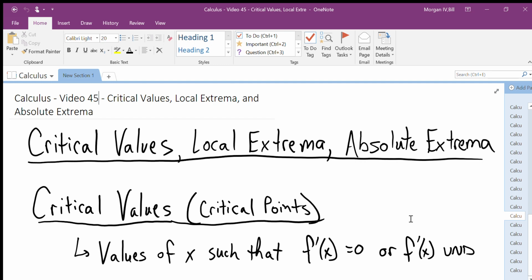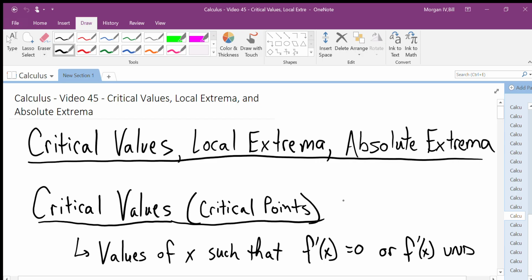We'll start with a definition here of critical values, or sometimes referred to as critical points. You may even see me abbreviate critical values or critical points, like CP for critical point. All right, so the same idea for critical value and critical point. The value is if we're just looking for the x. The point is if we want the x and the y.